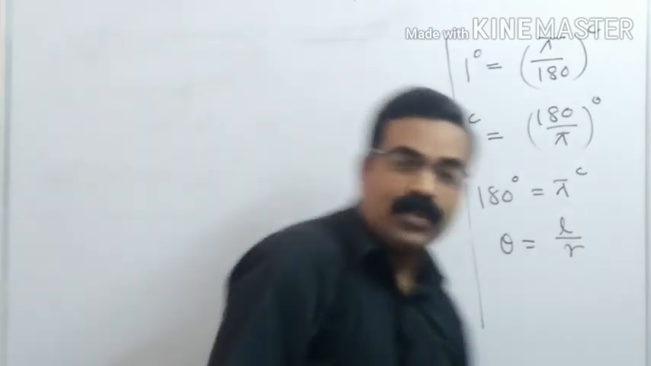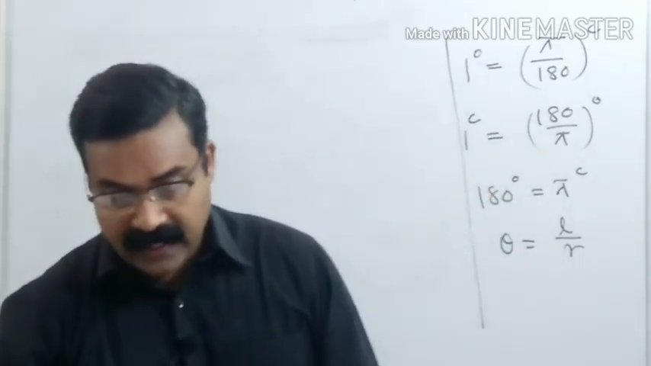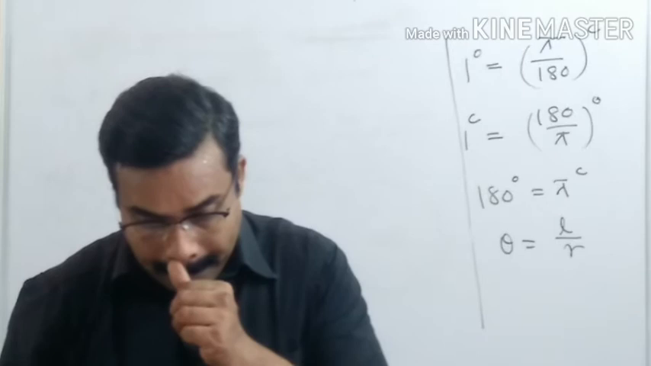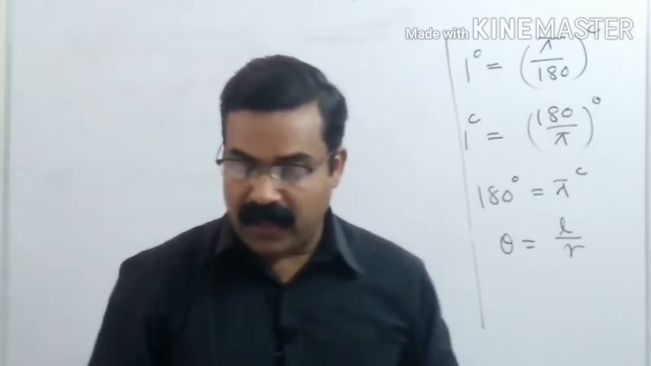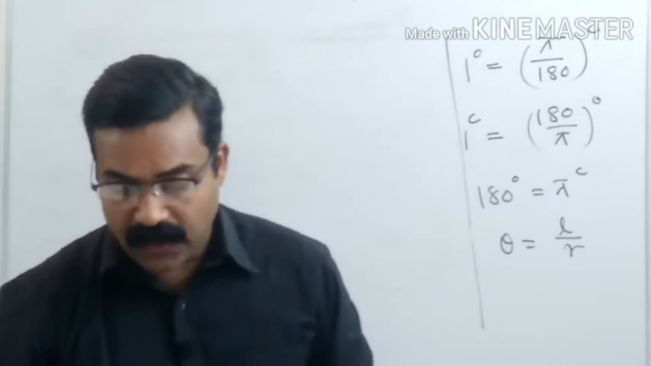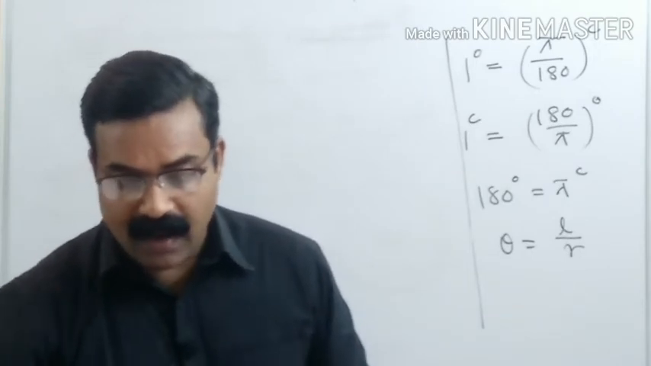Okay, so let us go to the next question, students. So what is the next question? Question number 5. In a circle of diameter 40, the length of the chord is 20. Find the length of the minor arc of the chord.